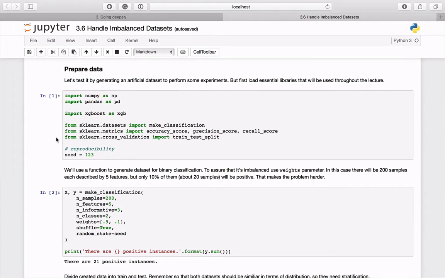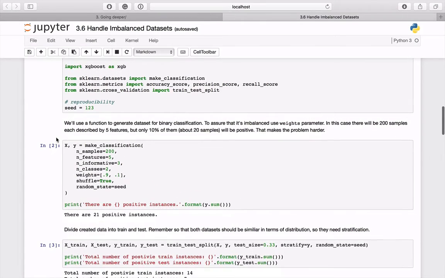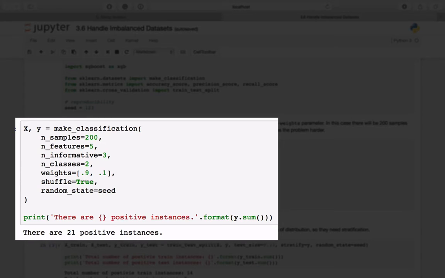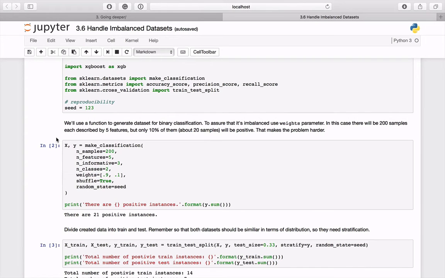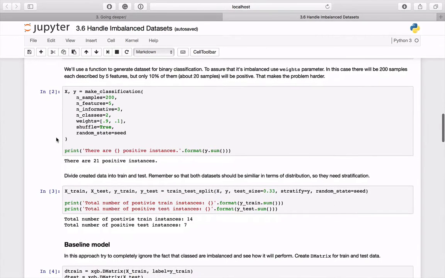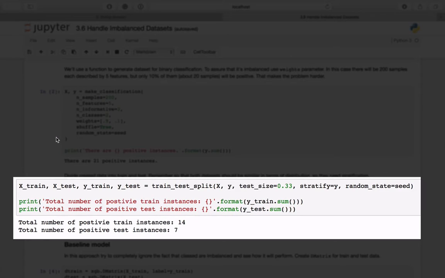Before digging in, spend a couple of seconds to prepare the environment, load required libraries, then generate a classification dataset containing 200 samples. To make it imbalanced, set the weights parameter. In this case, we are leaving 10% of data as the positive examples. Finally, divide it even further by creating train and test subsets.